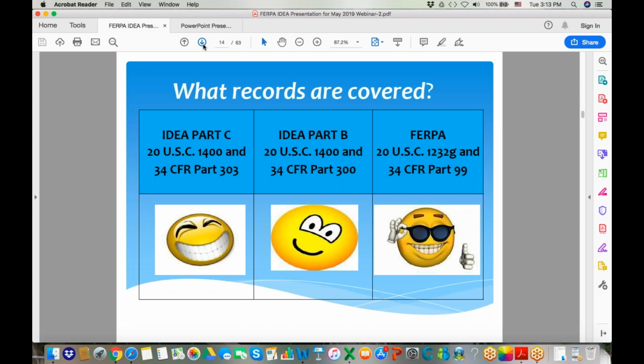So as we look at what records are covered, you'll notice when we did the first snapshot of the smiley faces under PII, they were all similar because all three of the statutes basically said a lot of the same components. When we talk about what records are actually covered, however, you can see we have three different smiley faces because each of the three statutes has some unique nuances. Starting and really building upon what we have as a foundation under FERPA. So if we go to the next slide, please.